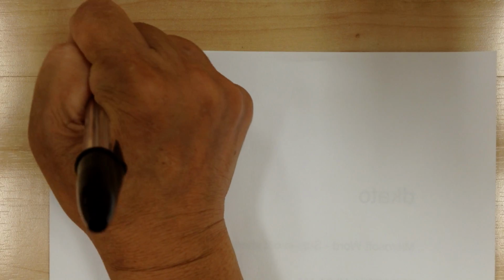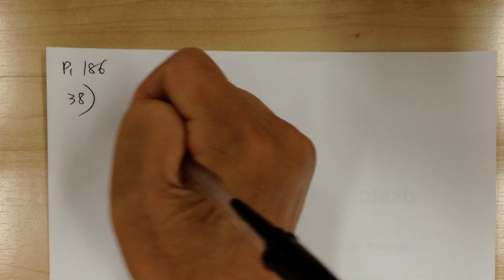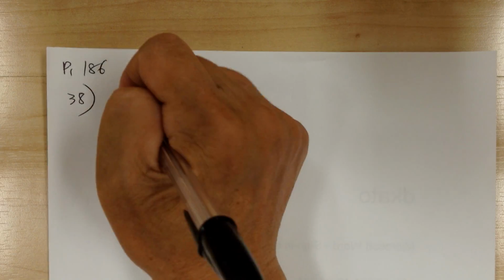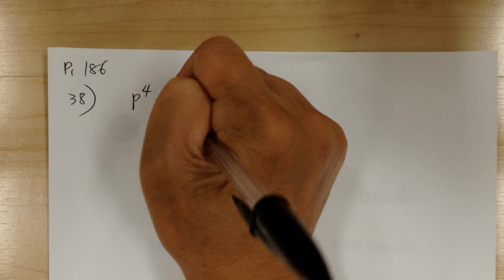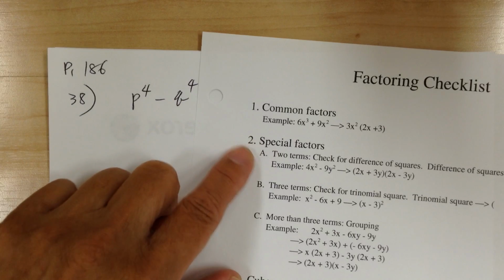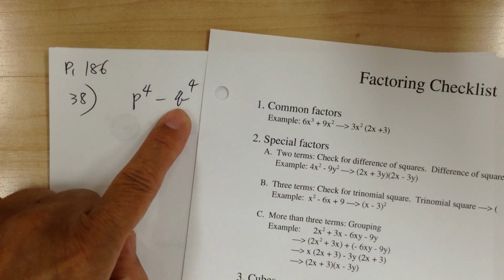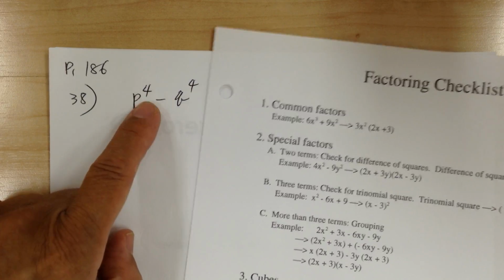Okay, let's go to the next one. Okay, you got p to the 4 minus q to the 4. Okay, so you can go to the checklist. Step 1, common factor, cannot. Step 2, 2 terms, check for difference of square. So this is square minus square. Again, if the exponent is even, it's a square.